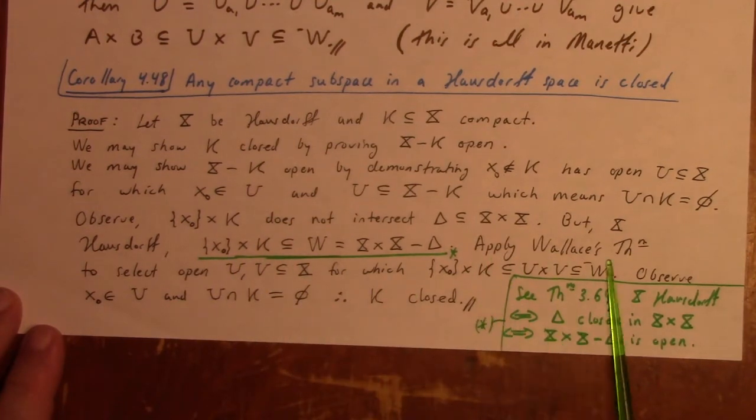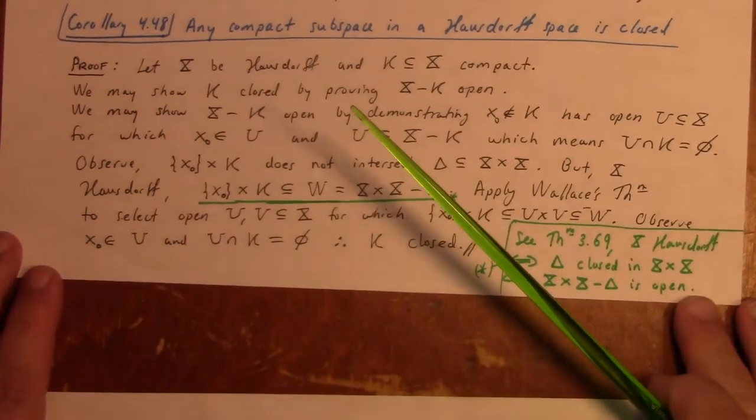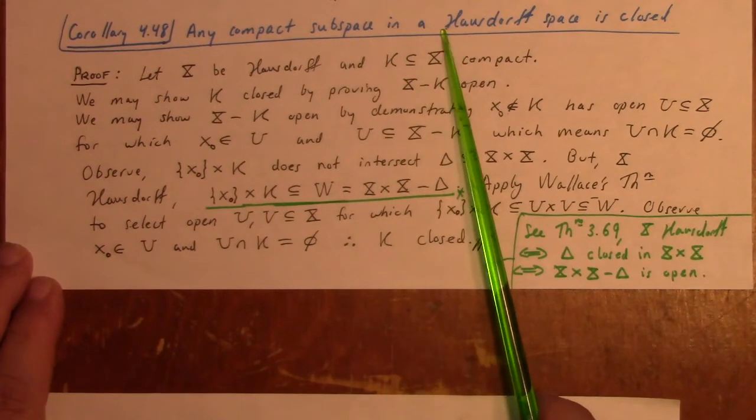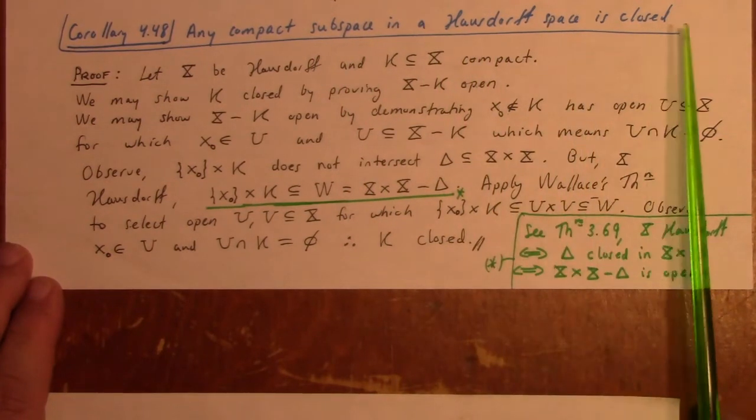So then we can apply Wallace's theorem and select open sets U and V in X, for which the singleton x naught cross the compact space is a subset of U cross V, which is a subset of W. And then you notice that x naught is an element of U. U intersect K by construction is empty, and therefore we find K is closed. So there it is. Any compact subspace in a Hausdorff space is closed.